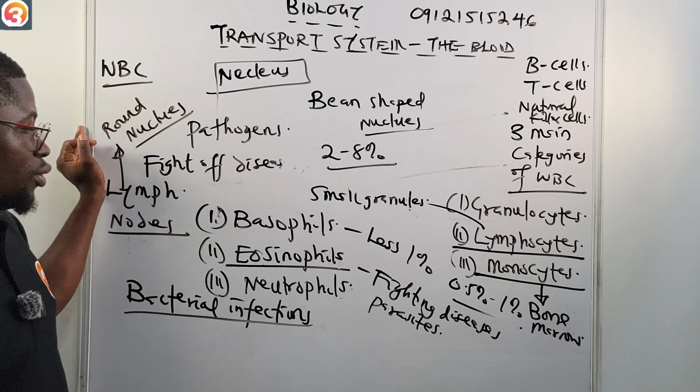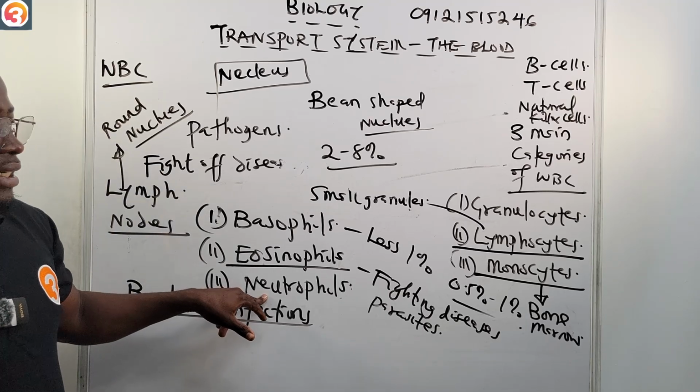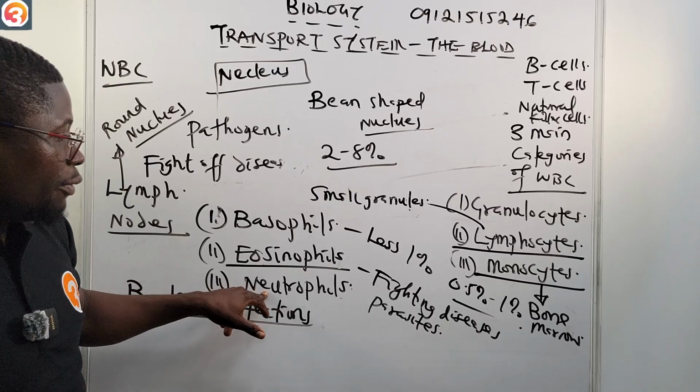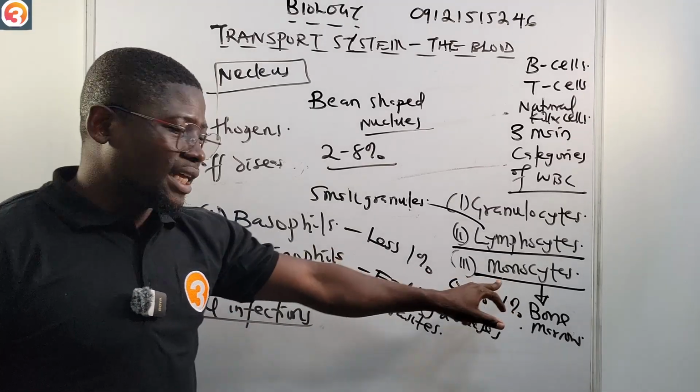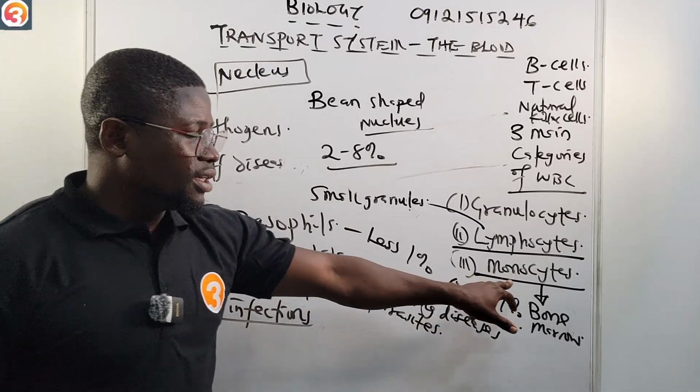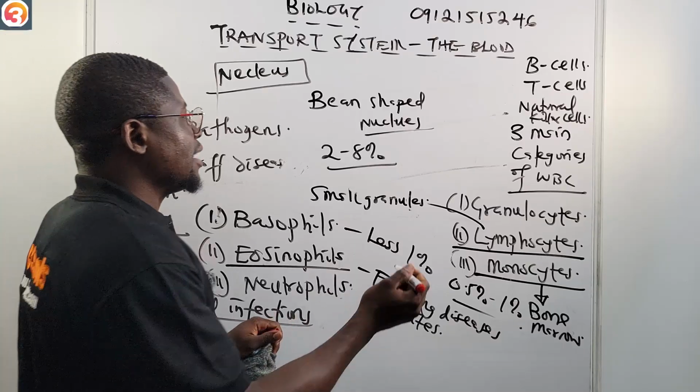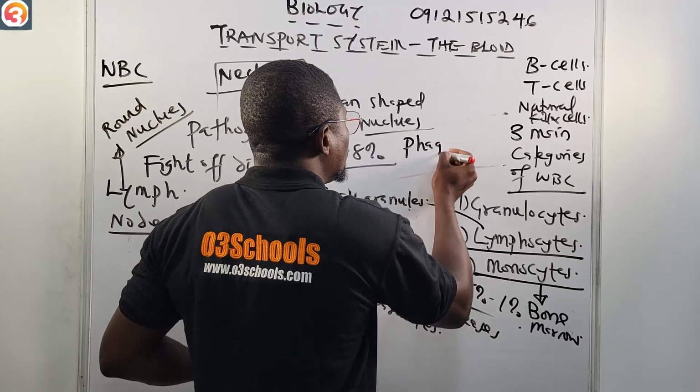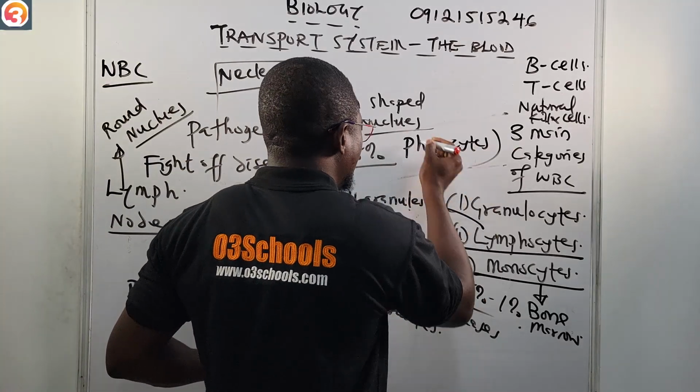Now, it's very important to know that these neutrophils, together with these monocytes, form what we call phagocytes. They form what we call phagocytes.